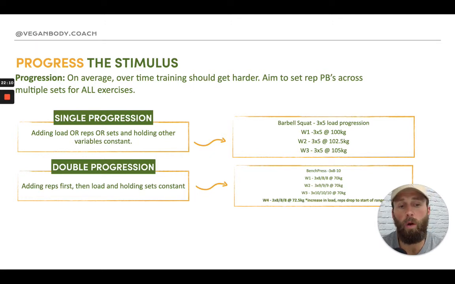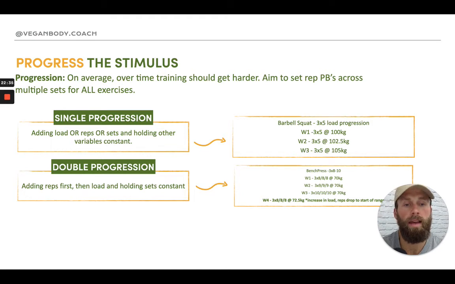And then week 4 is where we actually increase the load. So they've progressed to a point where they're at the end of the rep range, which is 10. They're able to increase the load and they go up to 72.5, but they would bring their reps back down to the beginning of that rep range and start again. So week 4, they're back at sets of 8, but with a heavier load.